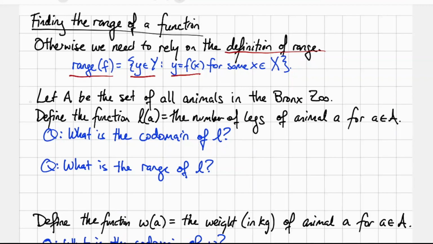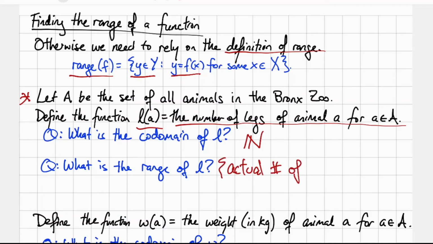So let's look at this example. Let A be the set of all animals in the Bronx Zoo. We define the function L of A to be the number of legs of an animal in the Bronx Zoo. We recognize that numbers of legs are always going to be integers. And not only integers, positive integers or 0. So the codomain of L is the set of natural numbers. Well, the range of L is the set of actual numbers of legs that some animal has.